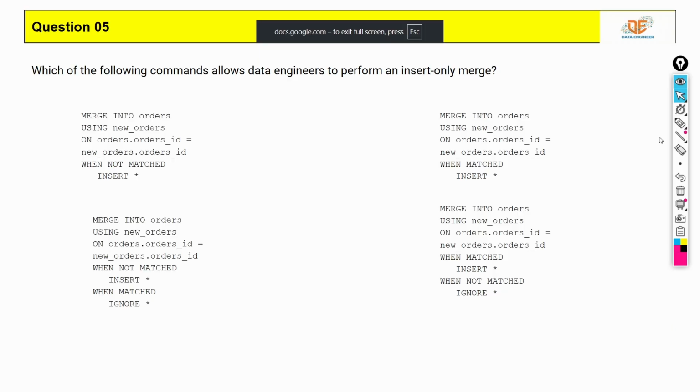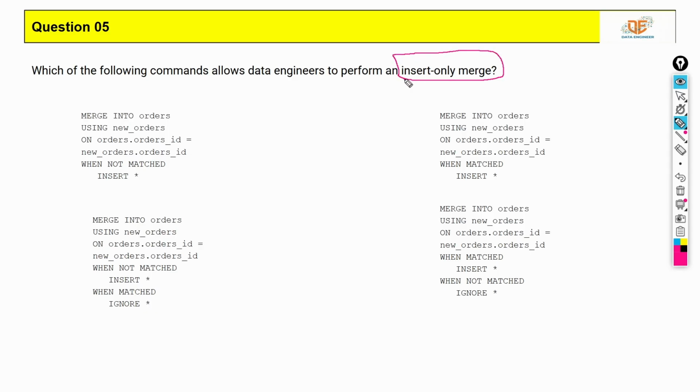Question number 5. Which of the following commands allows all data engineers to perform an insert-only operation? In the streaming table, we know we have to perform the merge operation. See, merge into orders using new orders table, join based on order ID. If not matched, then insert. Looking good, because if the data does not match what is already present, we will insert.